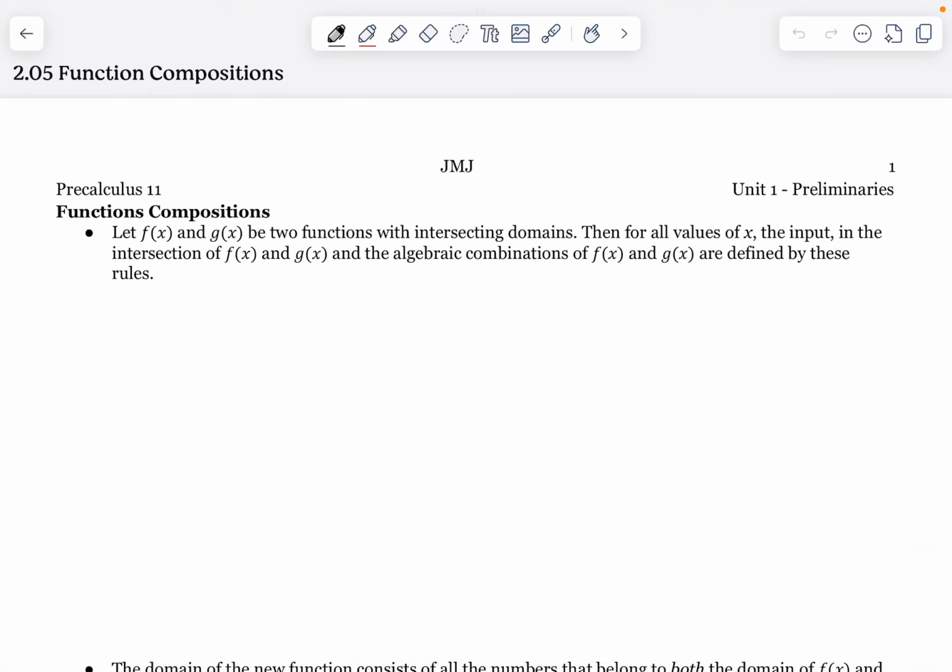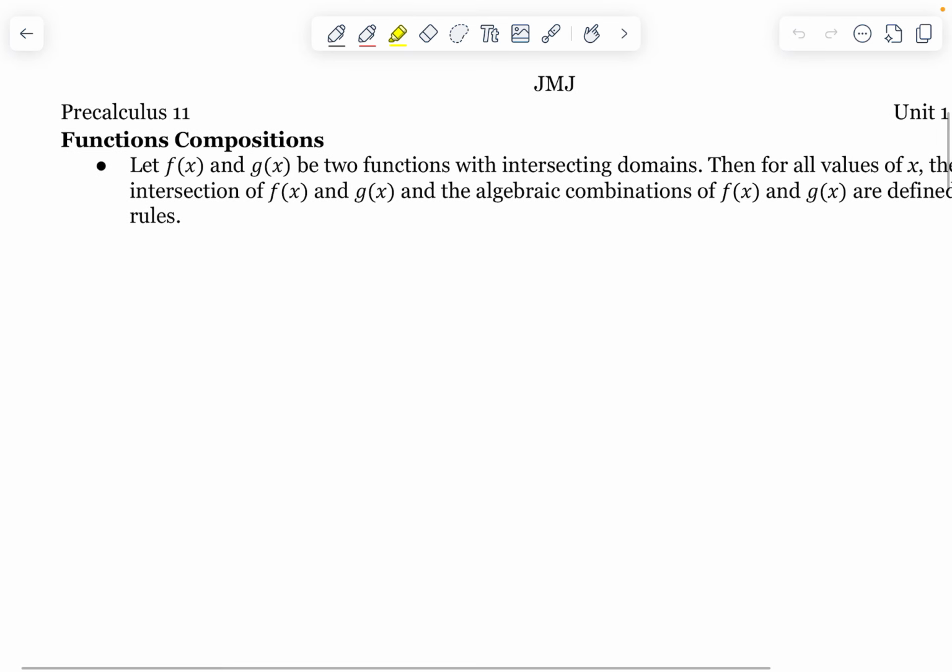Okay, gentlemen, we're going to take a look at function compositions today. So first, let f of x and g of x be two functions with intersecting domains. For all values of x, meaning the input, in the intersection of f and g, there are some rules that they are defined by.